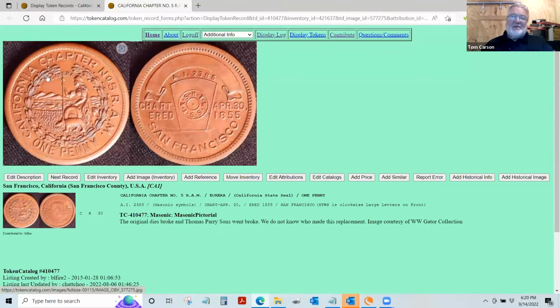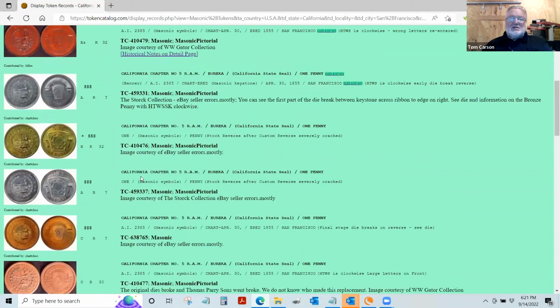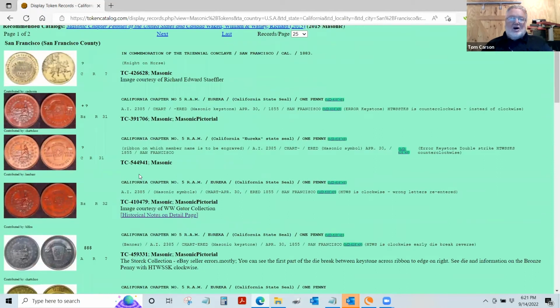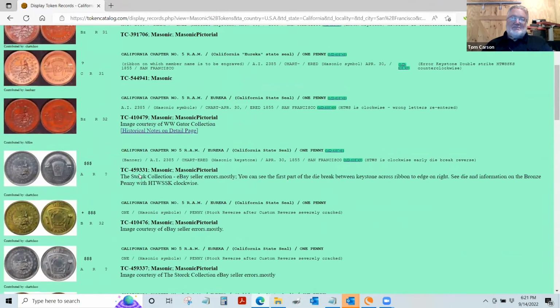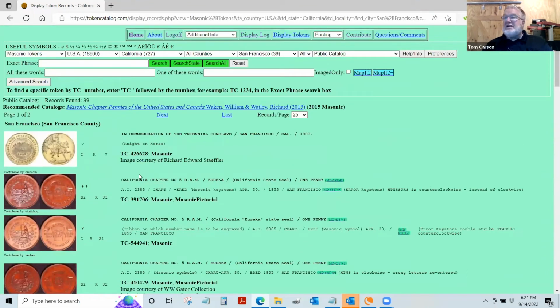Another company came in and made a new design; it's got a larger 1 on the penny and it's got wider rims around it. We don't know who made the replacement penny. It wasn't Thomas Perry's sons, but that's a nice little story on an era that probably happened over 10 years. From the time they first made it, punched it wrong, till they repunched it, till they broke the dies. Okay.